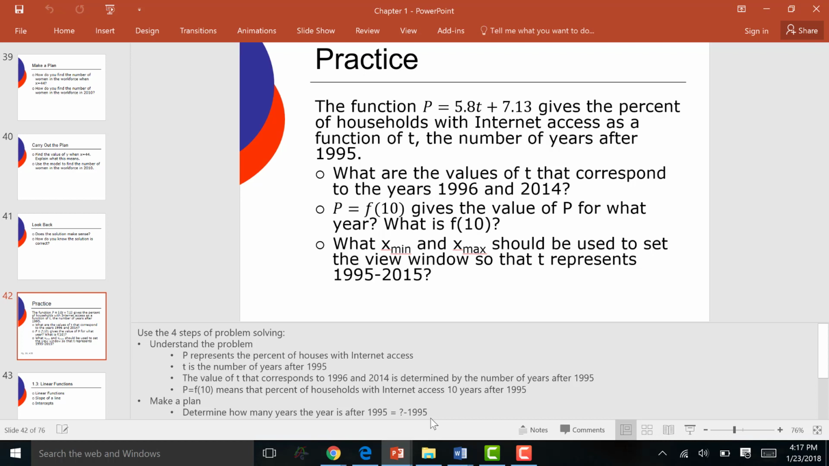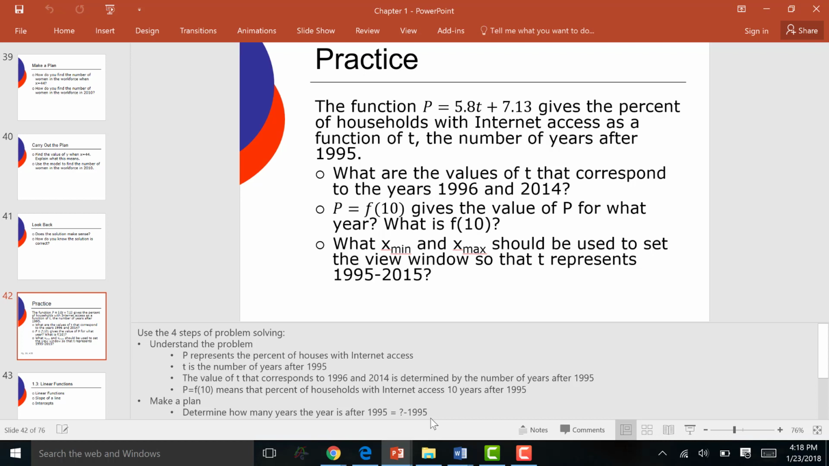So let's go to the next one and see what that one talks about. Let's read it and see what it says. The function P equals 5.8 times T plus 7.13 gives the percentage of households with internet access as a function of T, and T is the number of years after 1995.